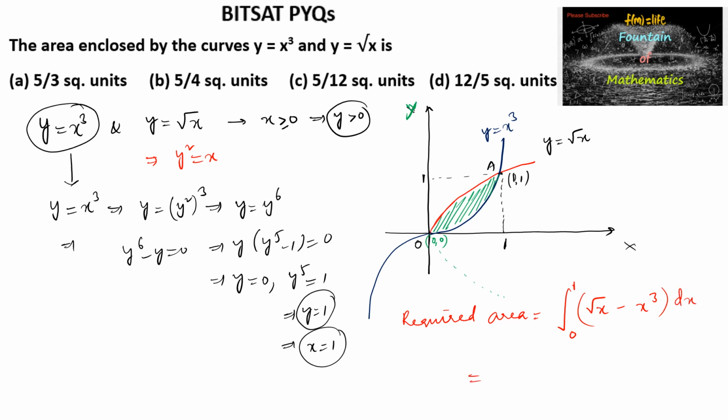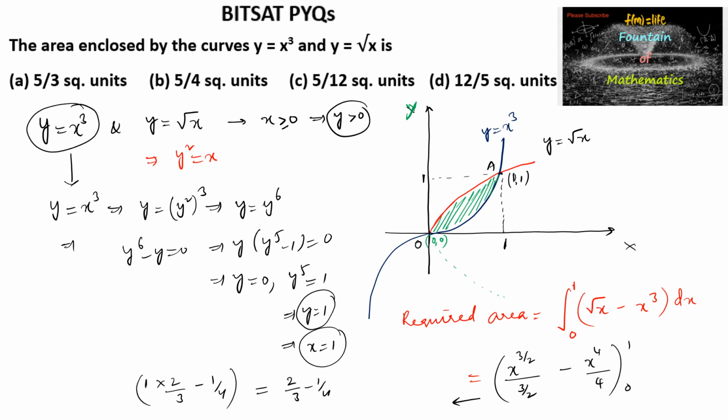So we can simplify and write integration of root x is x to the power of 1 by 2 plus 1, that is 3 by 2, divided by 3 by 2, minus integration of x power 3 is x to the power of 4 divided by 4, over the limit 0 to 1. So we can write 1 upon 3 by 2, that is 2 by 3, minus 1 upon 4, which is equal to 2 upon 3 minus 1 by 4. So 8 minus 3, 5 upon 12. So 5 by 12 can be the answer, which is option C. So the required area is 5 by 12 square units.